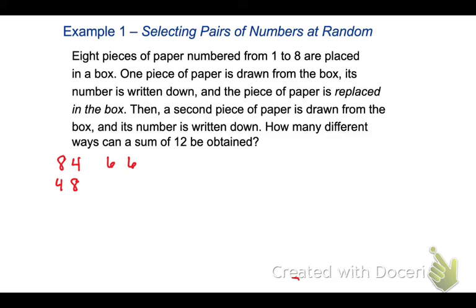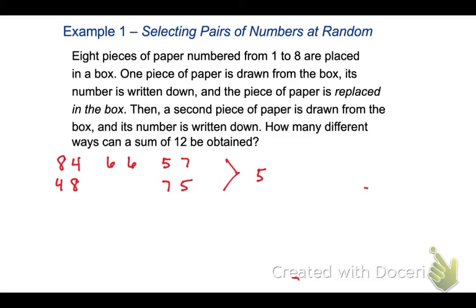Okay. What other way? 5 and 7, 7 and 5. Is that it? Yep, we should have done 4 and 8, 5 and 7, and then 6 and 6. But that's okay. So how many different ways can this happen? 5. Okay. So sometimes we just write things down, yeah?